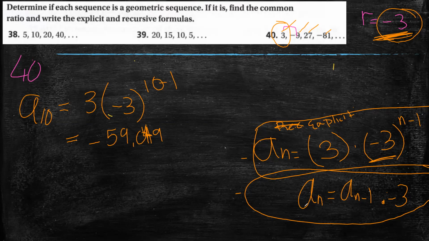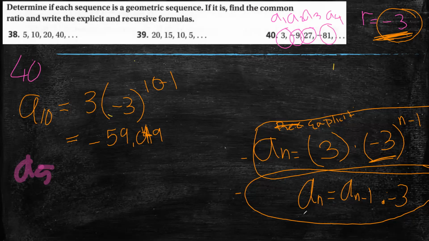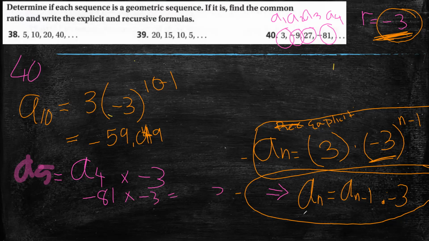If I ask you now to find A sub 5, look at me here. Now, what did we have? We have A sub 1, A sub 2, A sub 3, and A sub 4. I need A sub 5. So which is easier to me now? Yes, you can use the recursive, it will be easier. Why? Because I can use A sub 4, the previous one, and multiply it by negative 3. So negative 81 multiplied by negative 3 will be 243. This is A sub 5.